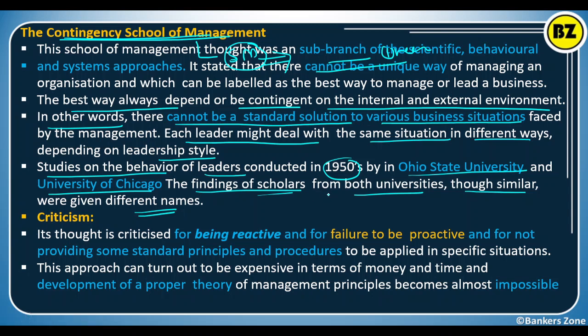But you remember only one thing: the findings of Ohio State University and the Chicago university were the same, only the names they have given were different, and they have studied the behavior of the different leaders. What they have studied? They have studied the behavior of the leaders.